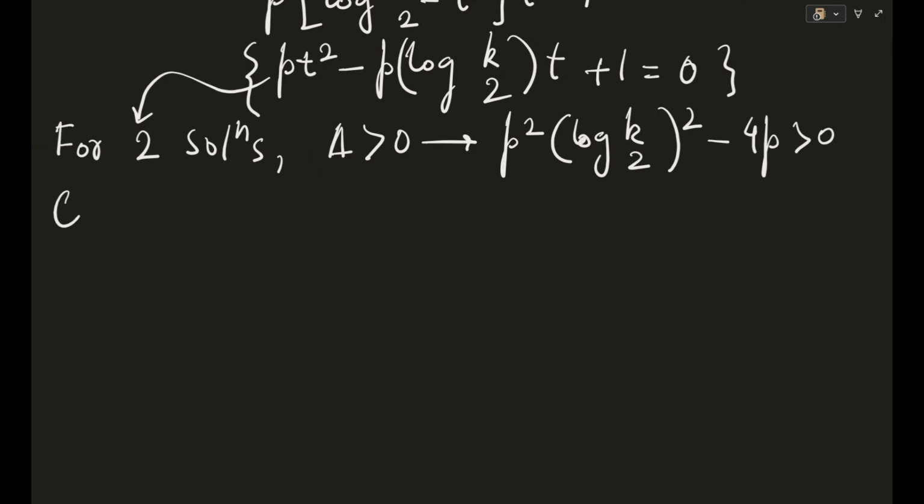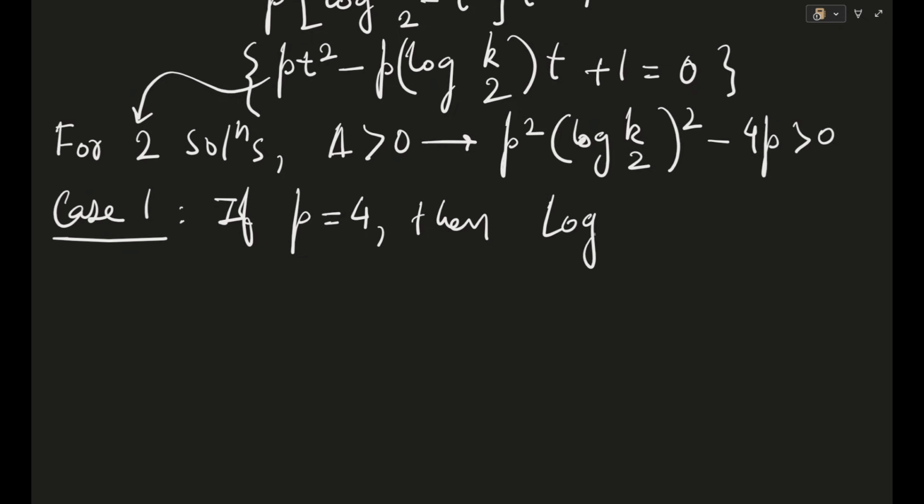So in case number 1, if p is equal to 4, then you will see that if we put p equals to 4, 4 4s are 16 and 4 4s are 16, so that will cancel out with 0. So (log k base 2) whole square minus 1 will be greater than 0. So that means (log k base 2 plus 1) into (log k base 2 minus 1) is greater than 0.